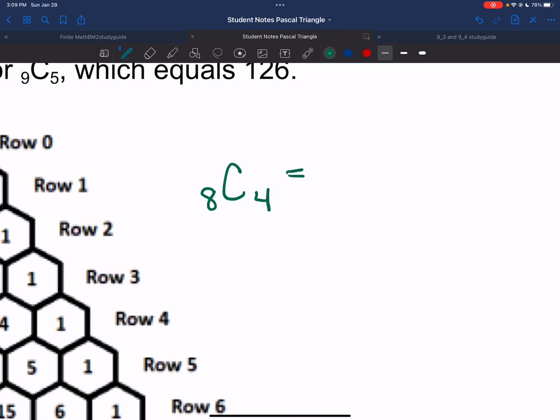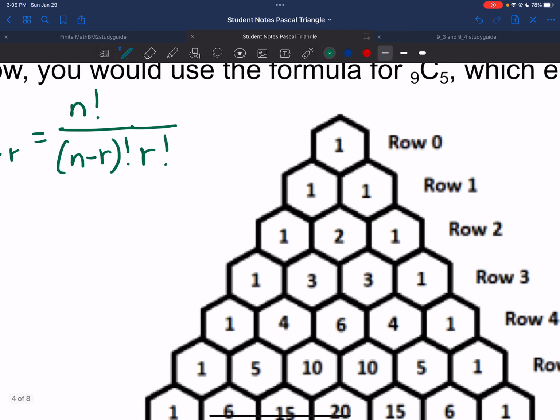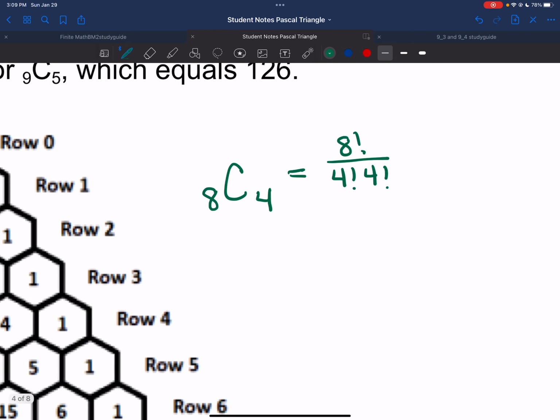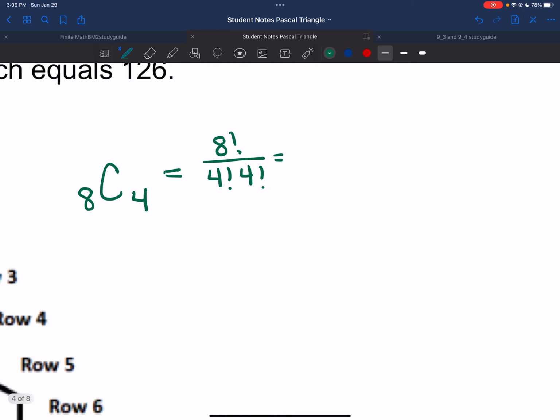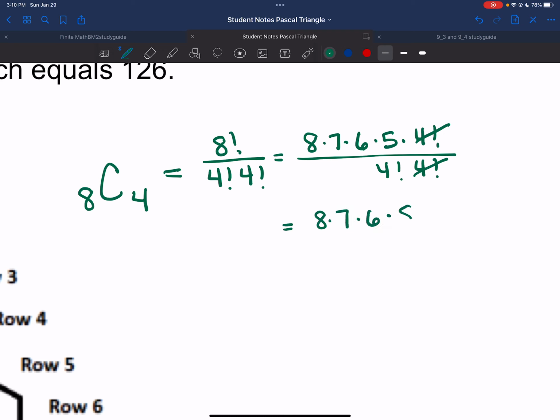So 8C4 is going to be 8 factorial over 8 minus 4 factorial, which is 4 factorial, times 4 factorial. So I simplified this a little bit. I went ahead and did that subtraction. So I know in order to solve this, I'm going to have to take that and unpack it until I get to my greatest common factorial, which is 4. This 4 factorial is going to get knocked out, and I'm left with 8 times 7 times 6 times 5 over 4 times 3 times 2 times 1.